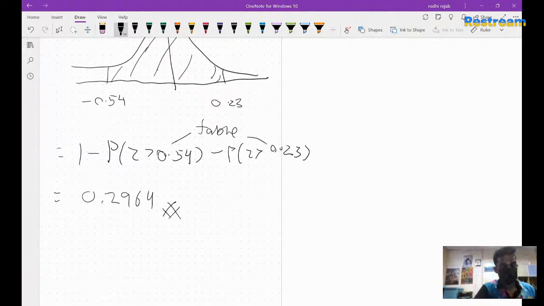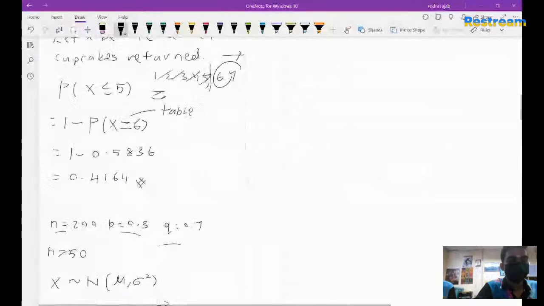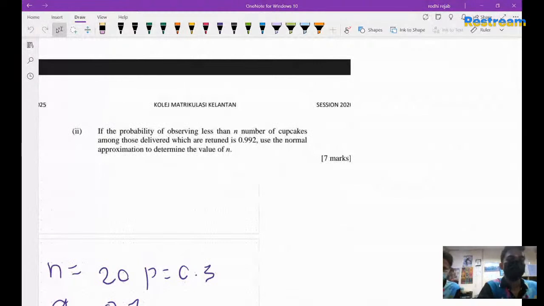Alright, now question B2, which is a bit new. We don't find these questions all the time. So question B2 is, if the probability of observing less than n number of cupcakes among those delivered which are returned is 0.992, use the normal approximation to determine the value of n.